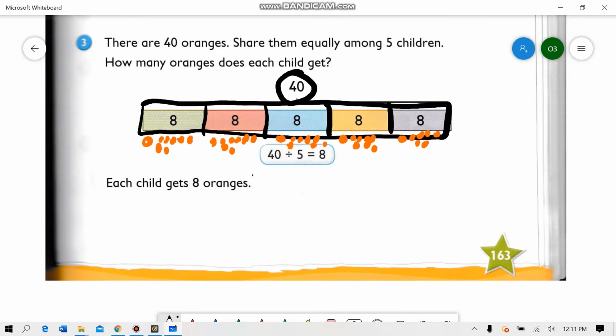Okay, so now let's count the number of oranges in each part. So we have 1, 2, 3, 4, 5, 6, 7, 8. And this is represented by the number written in each part of the bar. Okay, so this one is 8, 8, 8, 8, and 8. It means that each child got 8 oranges. Okay, as you can see in the number sentence, it's written as 40 divided by 5 equals 8.